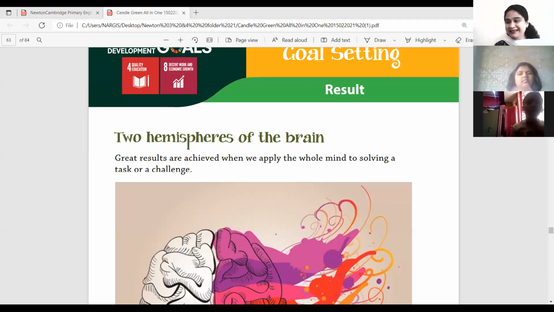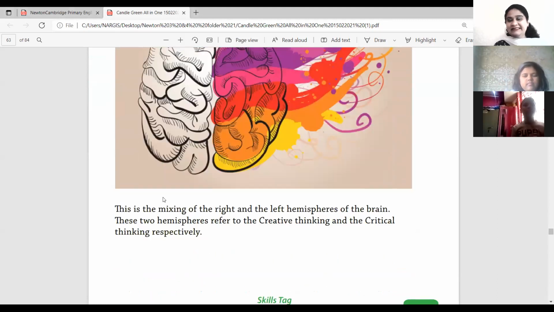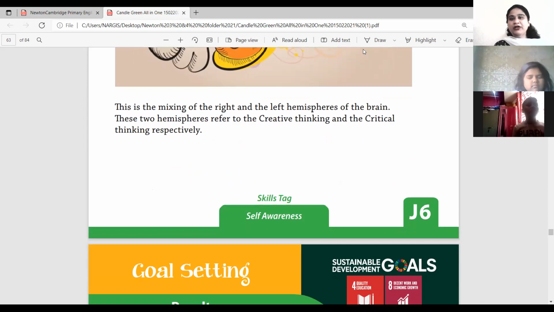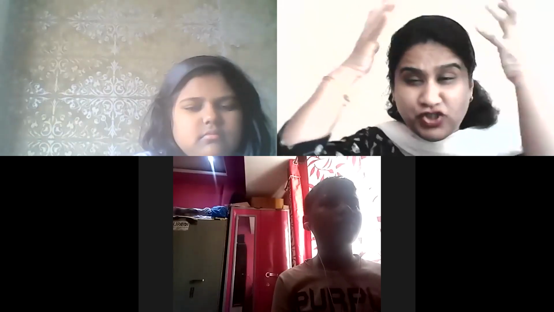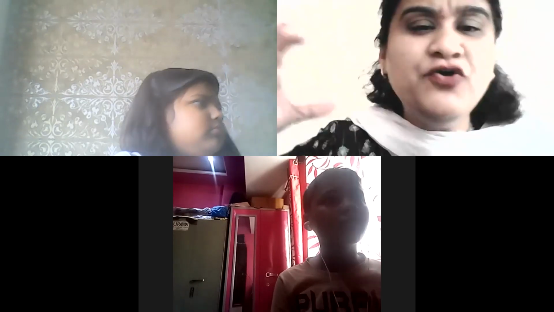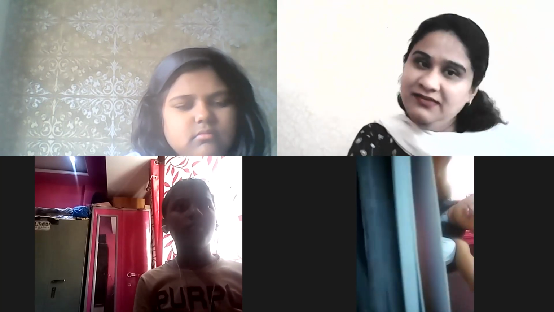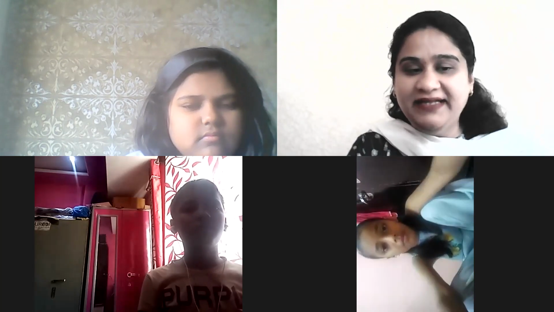See. Two hemispheres of the brain: great results are achieved when we apply the whole mind to solving a task or challenge. Okay? This is the mixing of the right and the left hemispheres of the brain. These two hemispheres refer to creative thinking and critical thinking. One is the right one and one is the left one, and both are used for creative thinking and critical thinking. Is that clear? Now, creative is when you want to do something creative. And critical is when you have lots of pressure, stress. So that time you use that part of your brain. Is that clear? Good morning, ma'am. Yes, good morning, beta. Okay, understood? Clear?